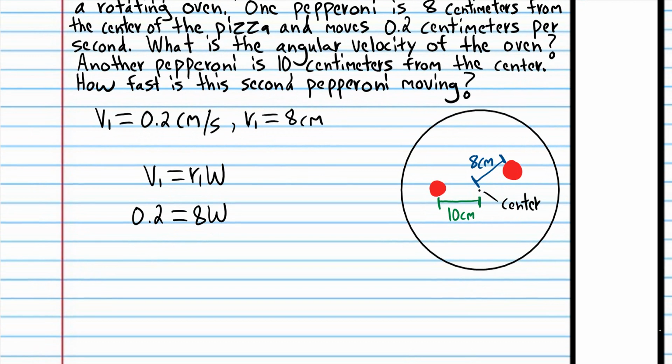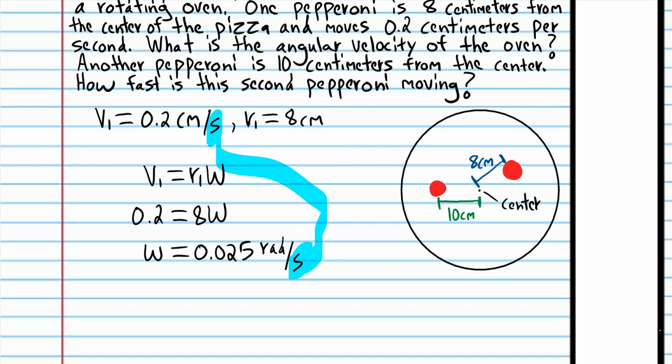So now we divide both sides of that equation by 8, and omega is equal to 0.025 radians per second. How do I know that we're using seconds? Because we use that unit up there. And how do I know radians? Because this equation only works if we're using radians. If we try to solve for omega, we're always going to get radian units.